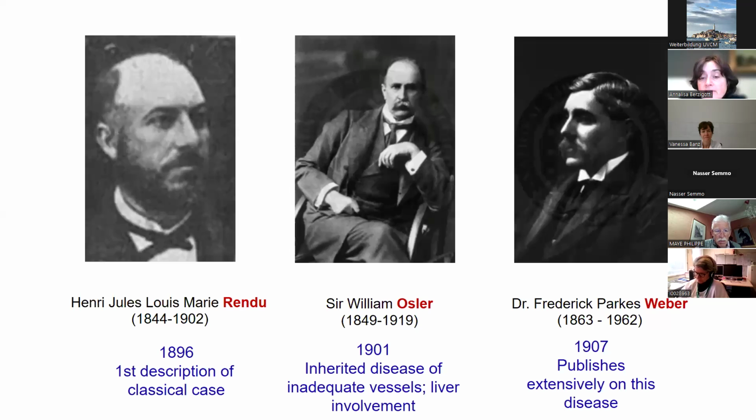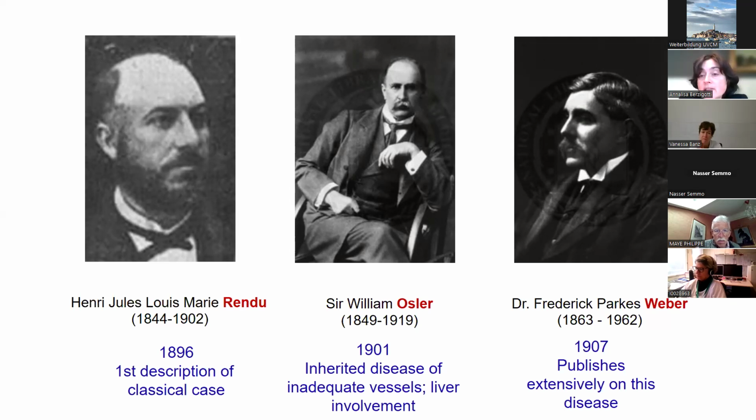The syndrome or the disease was much better described by these 3 physicians, one French, one Canadian, and one English, who described the classical manifestations. Later on, it was recognized as an inherited disease of inadequate vessels with liver involvement, and the first series was published in 1907 by Weber.